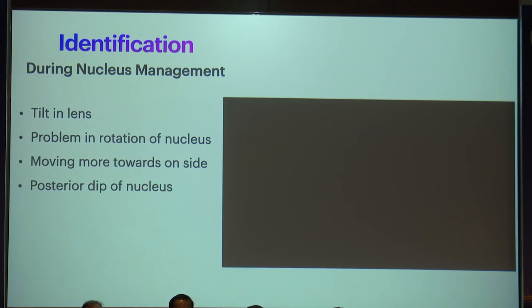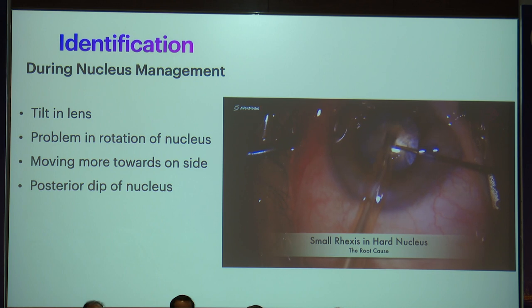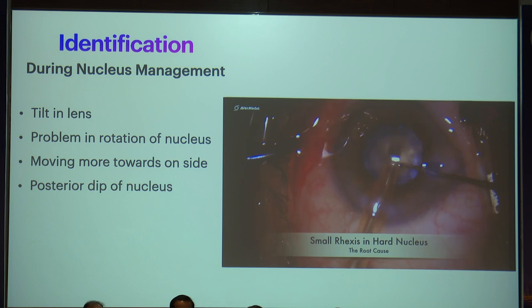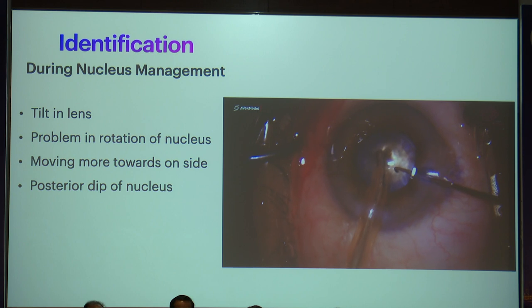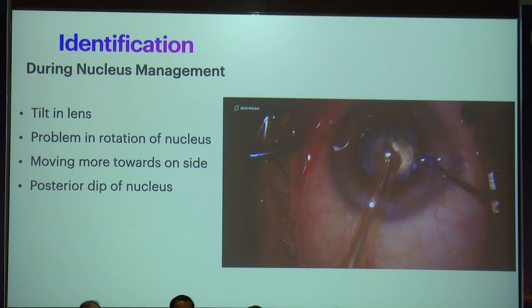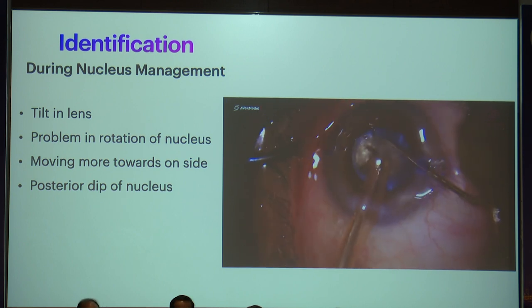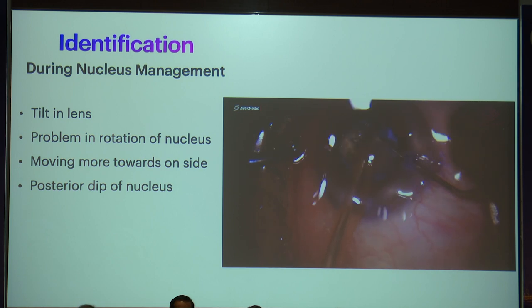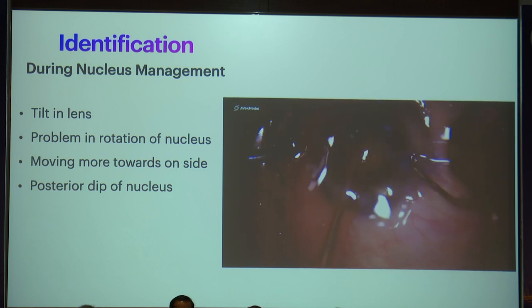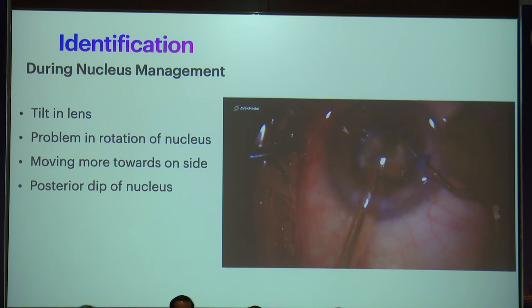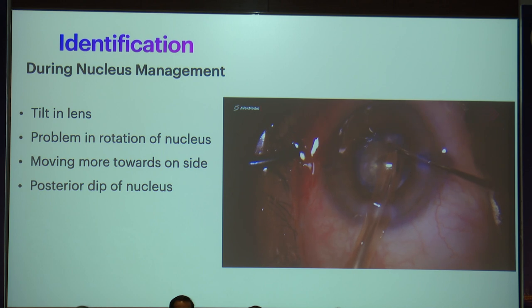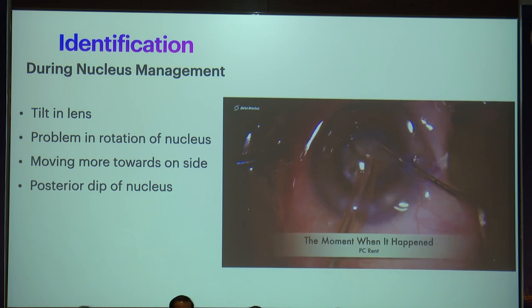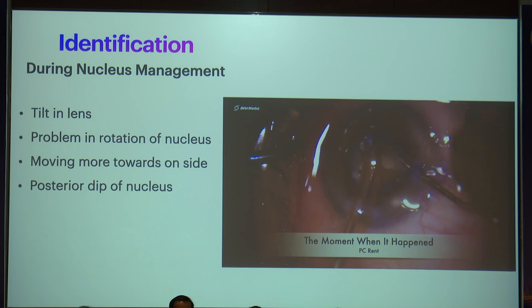So identification is very important, and this is a good video, what you can see here, and the mistakes that were done here. First mistake, it is quite obvious. It is a hard hypermature cataract, but the rhexis is quite small. So while manipulating, you can see the first chop has been made, second chop, and when you are moving it with a small rhexis, you are creating pressure on the zonules and posterior capsule. And when the third time it was being done, this is the time probably when it gave way.